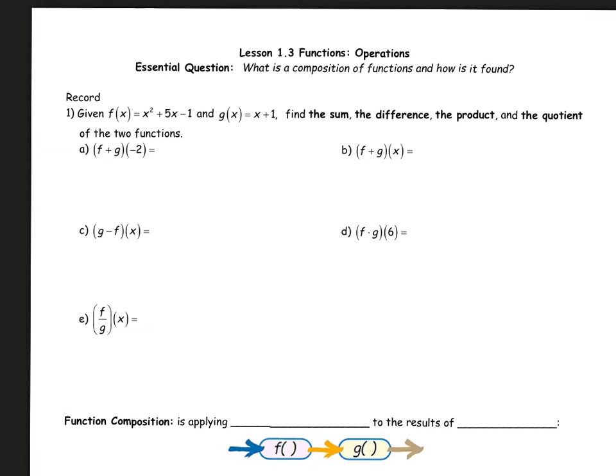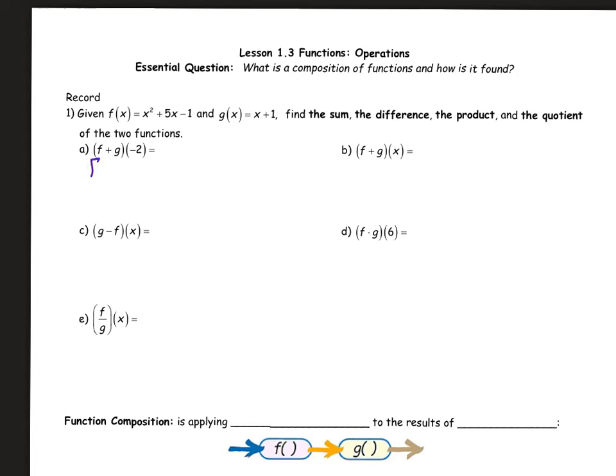So these are all ones that we've done before. We're just going to review them really quickly, make sure that everyone's good with doing it, and how the new notation is with two different functions and how we're going to do it. So we're going to go ahead and start with number A. I can actually do this problem two different ways. I could take f and g and add them together first and then plug in -2 and get my answer. Or I can do them individually.